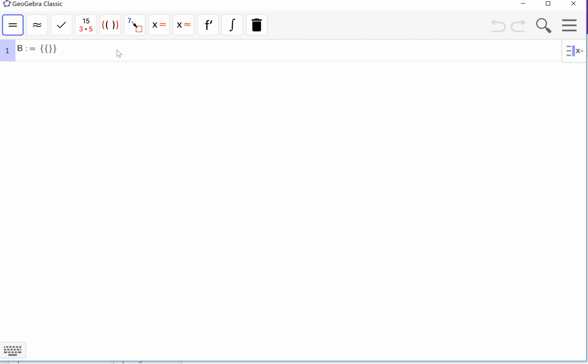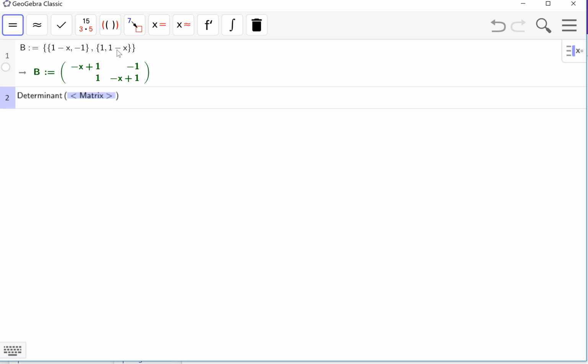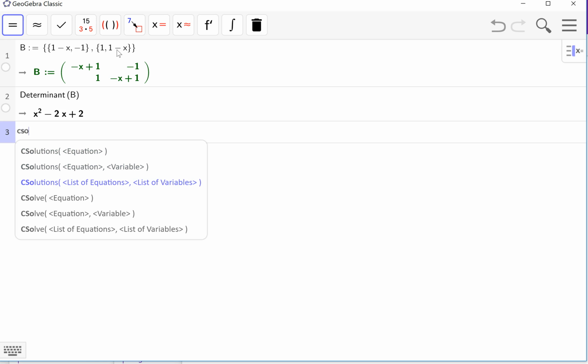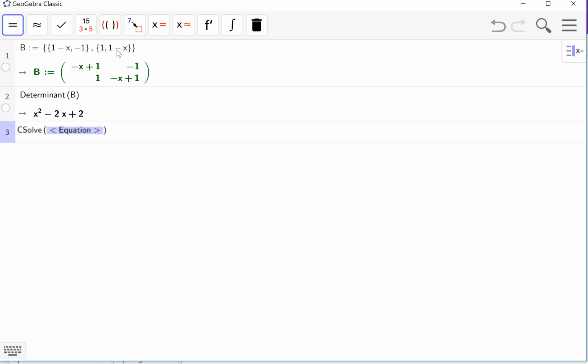The matrix again was 1 as the first component in the upper left-hand corner, so I have 1 minus x, negative 1 in the first row, and then 1, 1 minus x in the second row. I want the determinant of this matrix, and this is going to give us some complex roots. So if I look at the csolve command, we want to set number 2 equal to 0, and we get 1 plus i and 1 minus i as our eigenvalues.